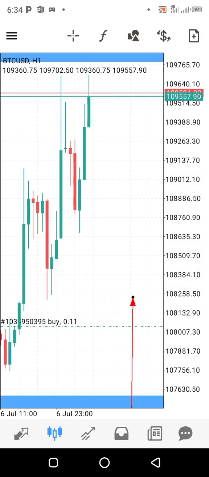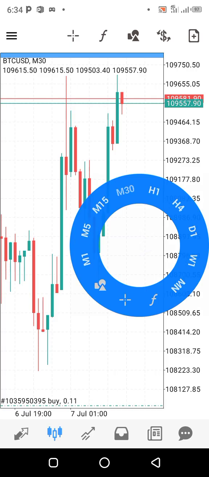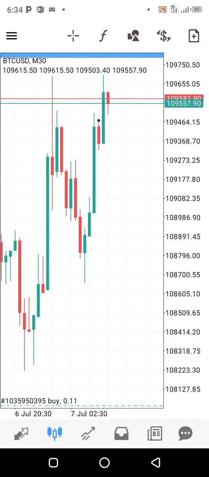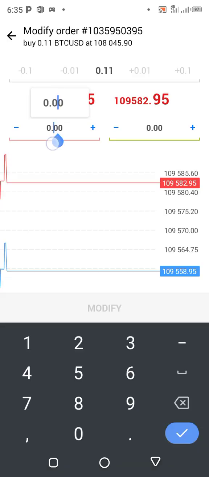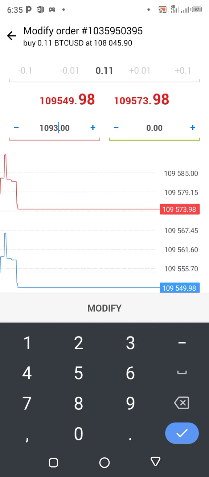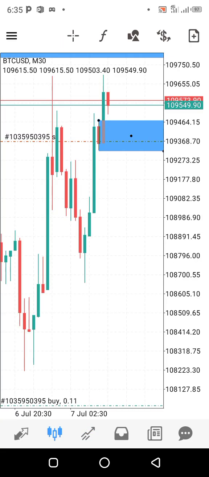Let's go to the H1. Maybe the M30 is better. So in the M30 we have a rally base rally setup here at around this area. If price breaks this demand zone, I won't be in the market. So our stop loss will be 109,268. That's where I put my stop loss for BTC.